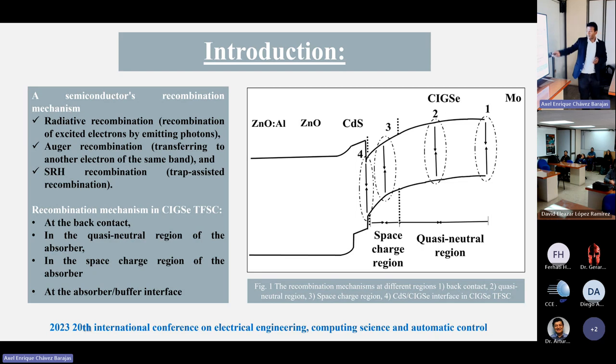For the CIGS, here you can see the layers. Normally there are four regions: near the molybdenum back contact, the CIGS bulk, near the p-n junction, and the space charge region. Normally four regions are considered, but in our study, since two parts are far from the space charge region, what we are going to do is related to the region near the junction: CIGS, the space charge region, the interface, and the CdS buffer layer.